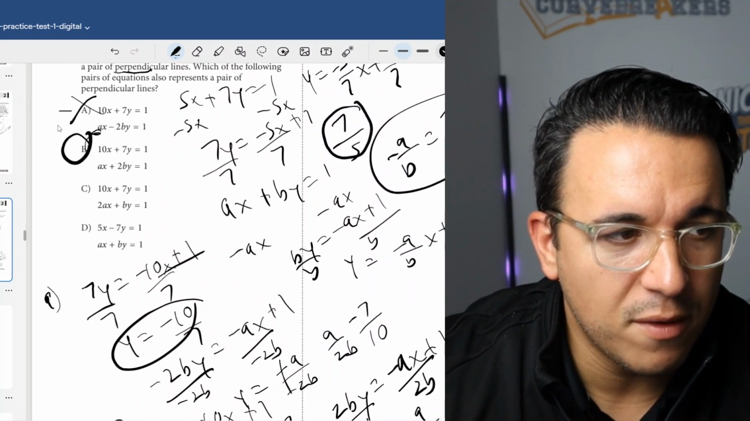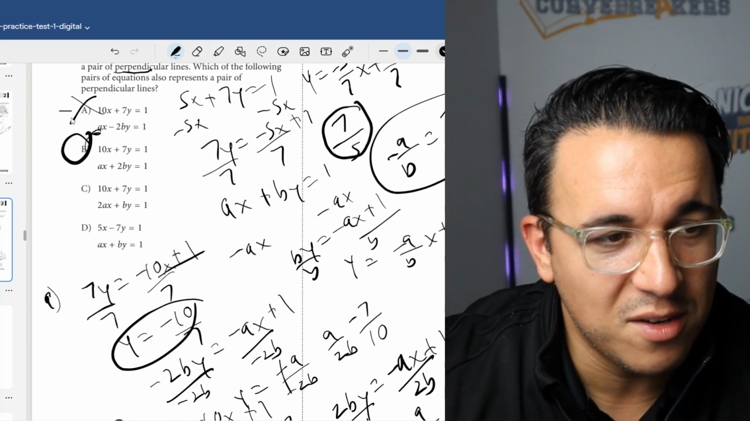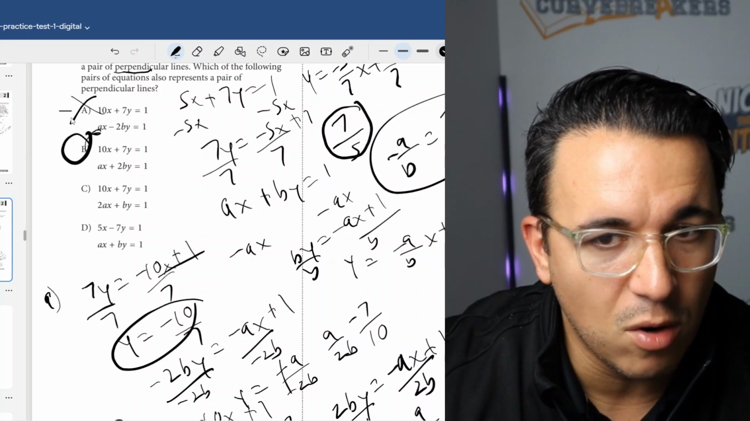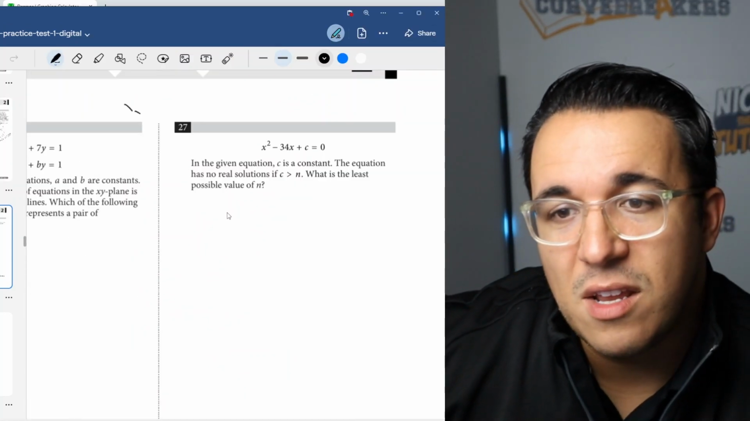Not 100% confident on that. If anyone has a faster way to do this problem, comment down below. I'd love to hear it. It's quite the doozy, but I think I'm going to go with choice B. That was crazy. Let's get into number 27.